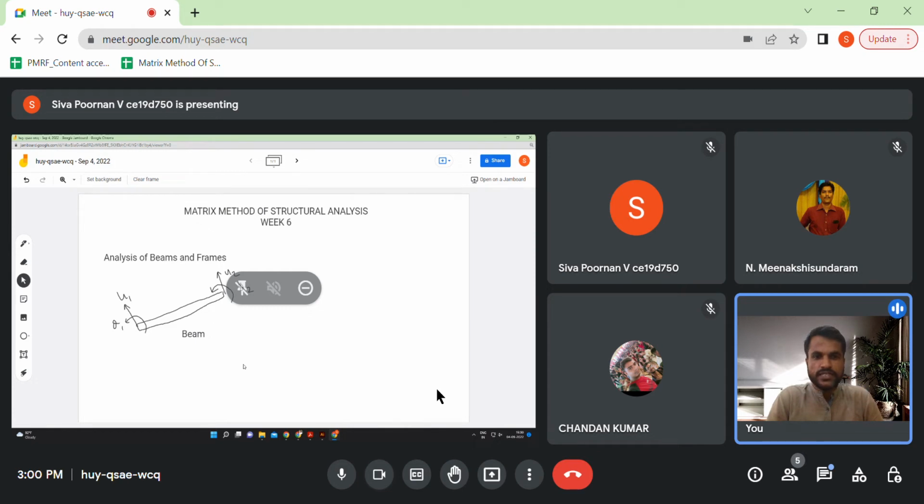I am a doctoral student at the Civil Engineering Department of IIT Madras, and here we are meeting for the sixth week of the course Matrix Method of Structure Analysis, and we are having a live interactive session to discuss the course contents, doubts and discussions on the same.